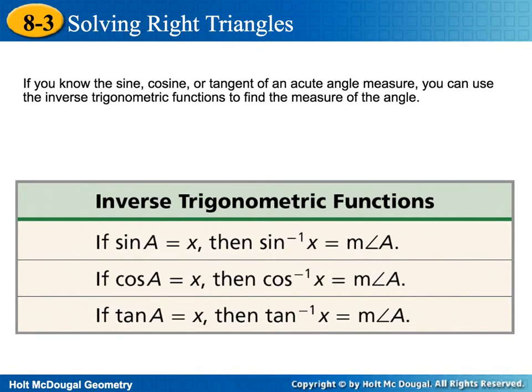So go ahead and write this table down. Your first buzzword is inverse. If you know the sine, cosine, or tangent of an acute angle measure, you can use the inverse trigonometric functions to find the measures.